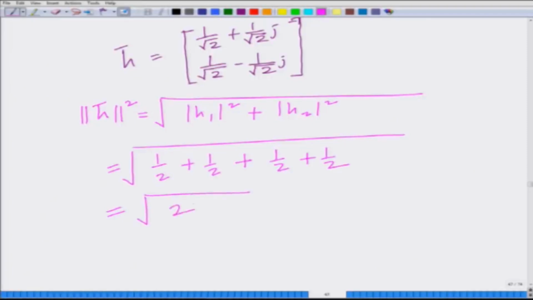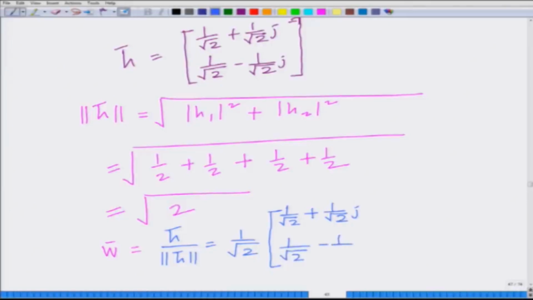So norm h bar equals 2, and therefore my w bar equals h bar divided by norm of h bar, which equals 1 by square root of 2 times (1 over square root of 2 plus 1 over square root of 2 j, 1 over square root of 2 minus 1 over square root of 2 j). So this is my optimal maximal ratio combining.